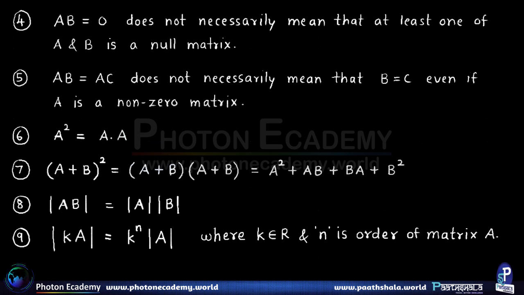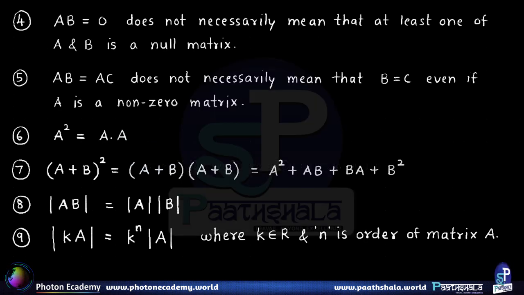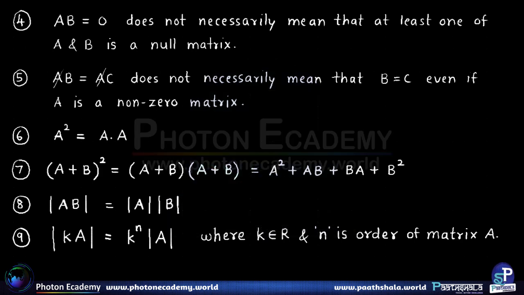Moving on to the fifth property, AB equal to AC does not necessarily mean that B is equal to C, even if A is a non-zero matrix. So that means if AB equals AC, then we cannot simply cancel A from both sides as we would have done in algebra, and say that B is equal to C. It may happen that B is not equal to C. Therefore, in general, the cancellation law does not apply in matrix multiplication.